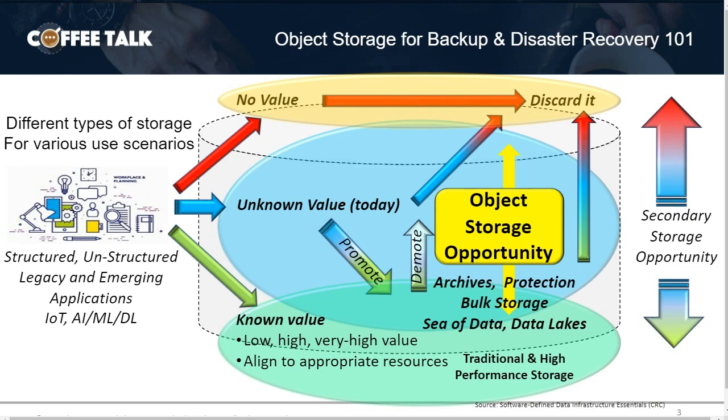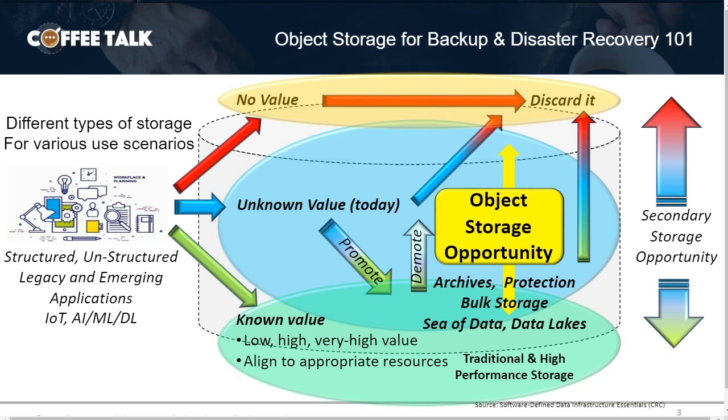But the object storage opportunity, if we look at this diagram here, is that there are three main areas. There's data with known value, high performance, high value. You're going to put that on traditional, different classes, categories of storage, hard drive, solid state, on-prem, cloud, whatever it happens to be. There's data that has no value. In other words, it's transient. You can get rid of it while you're keeping it around.